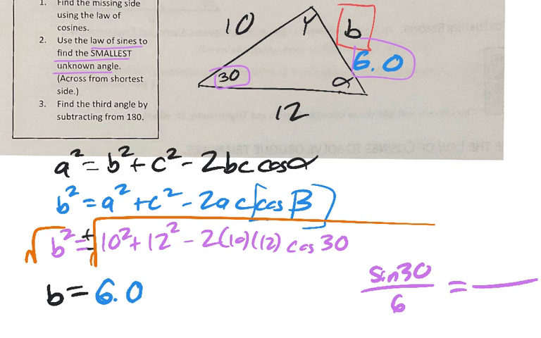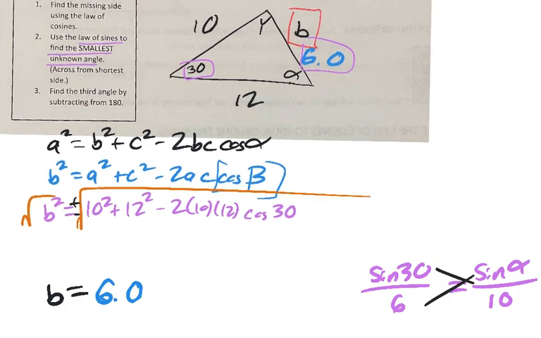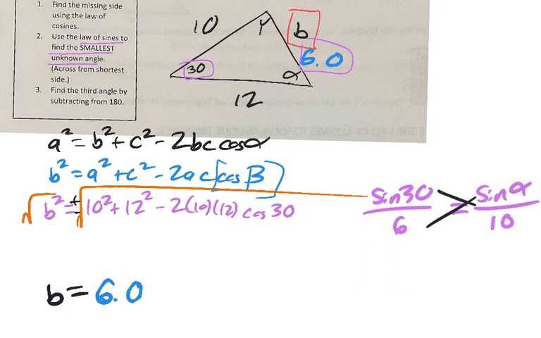Alpha. Because 10 is the next smallest side. So we know opposite it will be the next smallest angle. So we would go sine of alpha over 10. And now it's like what you did yesterday. This would be 10 sine 30, which is a half.